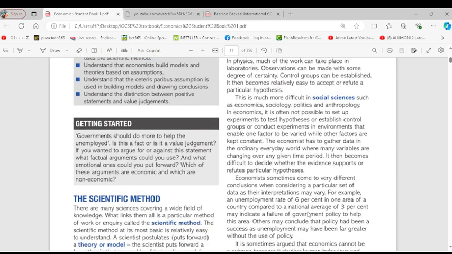Why? In economics, it is often not possible to set up experiments in environments that enable one factor to be varied while other factors are kept constant. The economist has to gather data in the ordinary everyday world where many variables are changing over any given time period. It then becomes difficult to decide whether the evidence supports or refutes a particular hypothesis. Economics as a social science is not the same as going to the laboratory. Here, there are some variables, there are some constants. So things are not going to be the same.